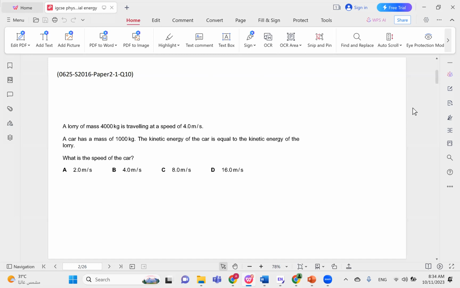So let's start writing down our given information. I like to label my variables. So I'm going to say the mass of the lorry is equal to 4,000. The mass of the car is equal to 1,000. The speed of the lorry is equal to 4. And I want to know the speed of the car.